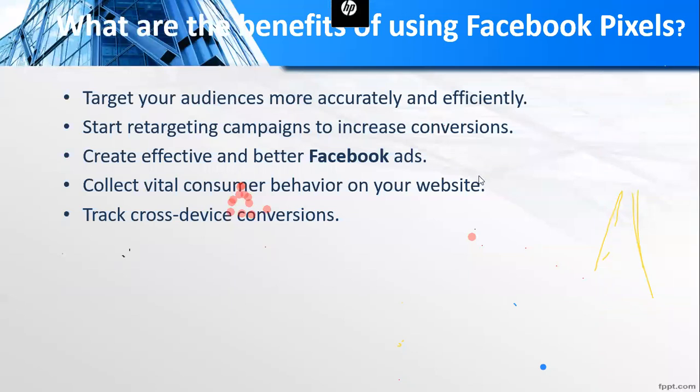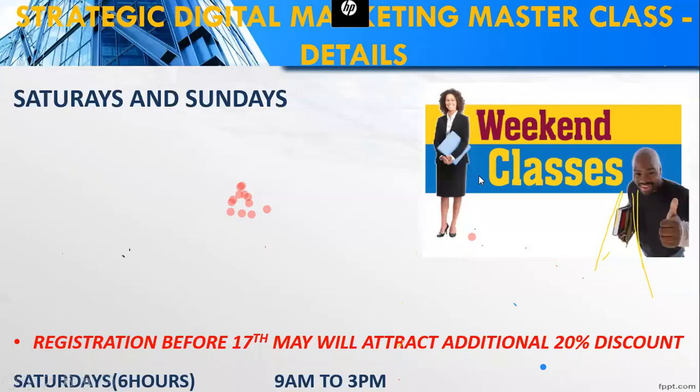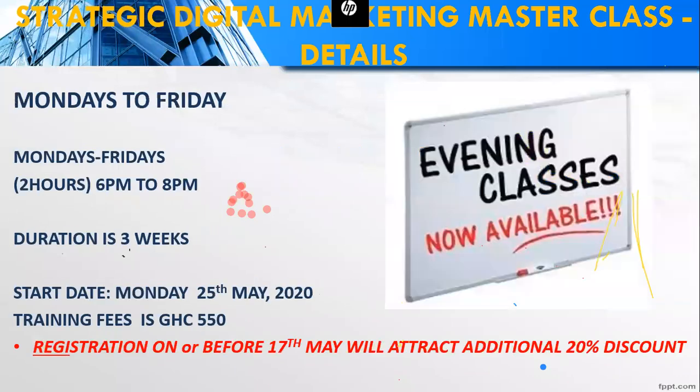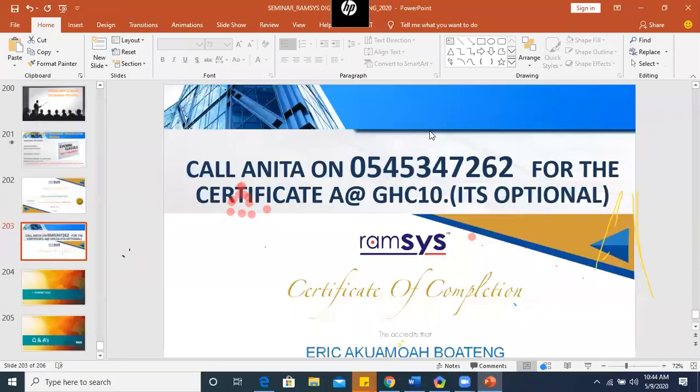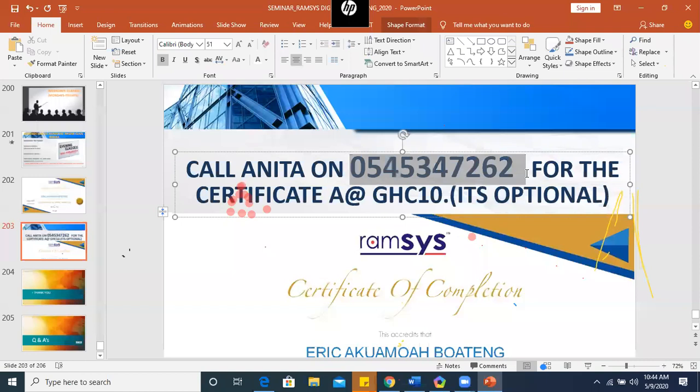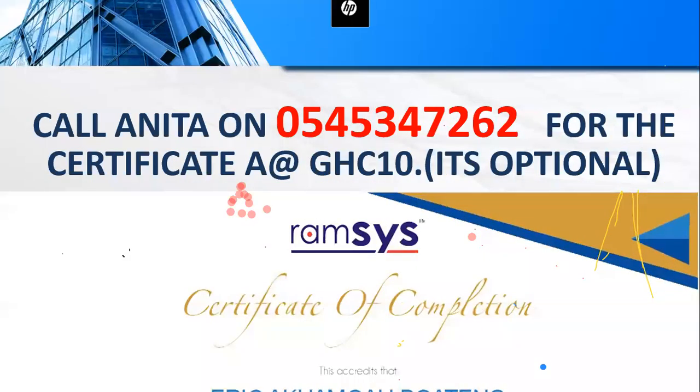Sorry. I'll leave this one on the screen for you to pick it. So this is her number, Anita. 054534, in that order. Let me even make it red so they can see it. So that's Anita's number, all right? Please talk to her, she will assist you in any way you want, anything you want. And then I want to answer this question.